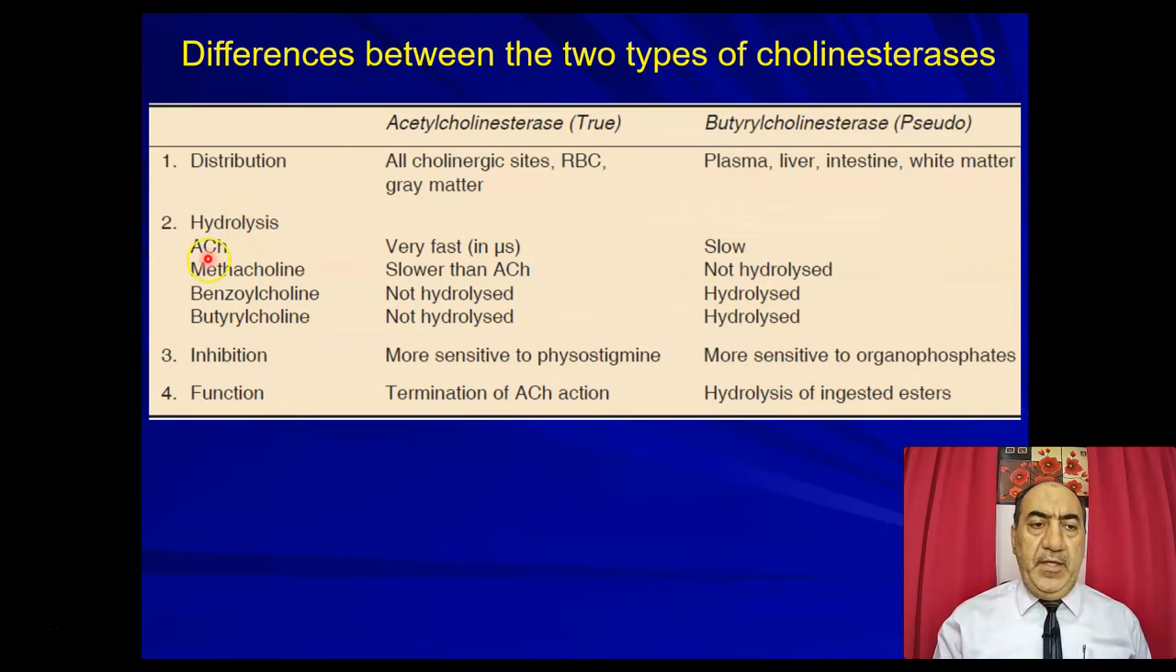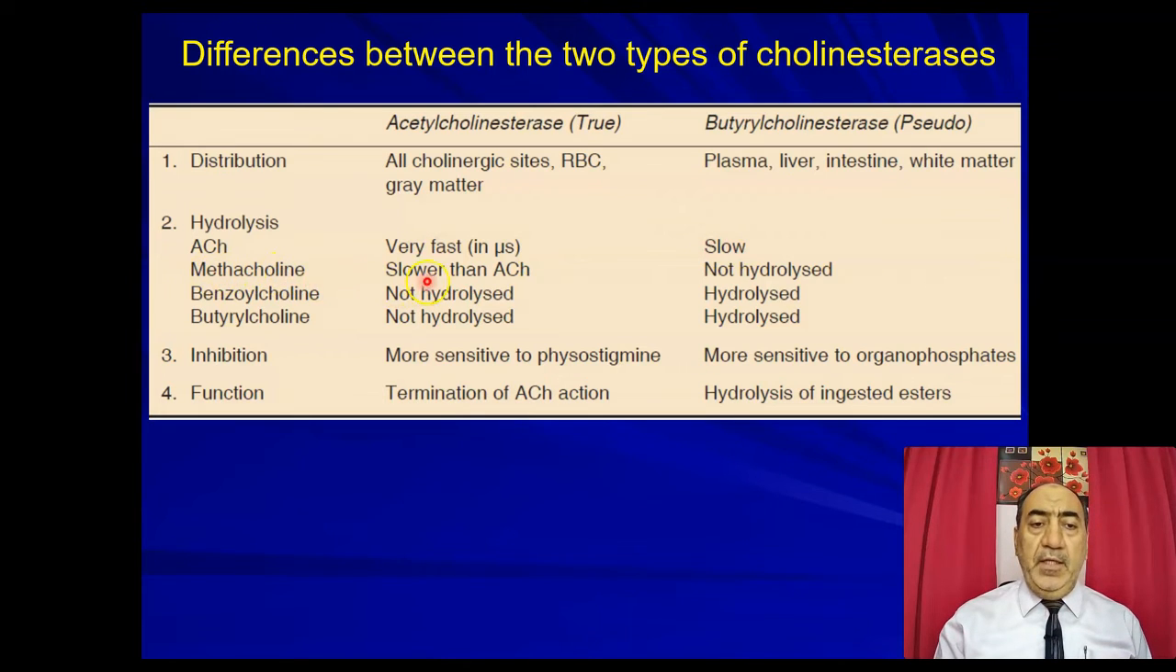Regarding the drugs and their hydrolysis by these two enzymes: acetylcholine is the main neurotransmitter in the parasympathetic nervous system, and also in the sympathetic nervous system at the preganglionic neuron. It's released from the preganglionic neuron and acts on nicotinic receptors on the postganglionic neuron everywhere. Acetylcholine is hydrolyzed by acetylcholinesterase very fast, in microseconds. But by butyrylcholinesterase, the hydrolysis will be slow.